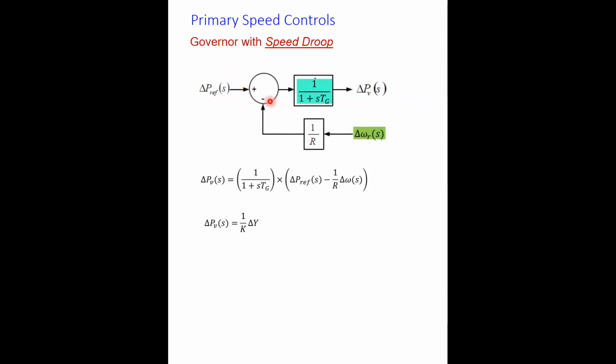Then the same previous block is actually manipulated. We have written it down, because we know the relationship between the speed and the power in terms of R. So we have manipulated the previous block diagram here. Then what is this output? We write it down in this way, and the difference of the two is here. So P reference, and then 1 by R times delta omega R. So it is this way here.